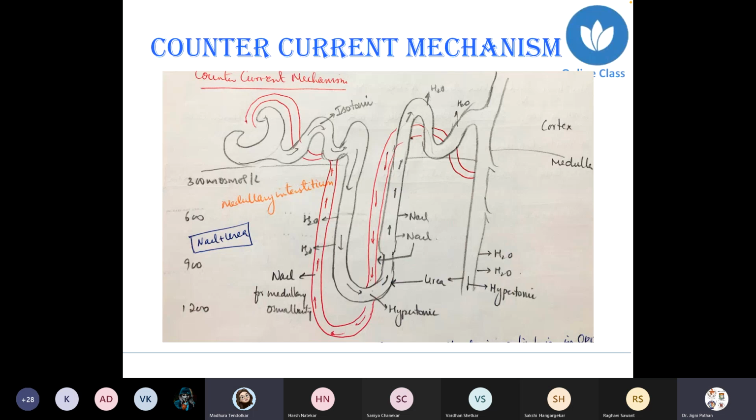Ma'am, we should label all these parts again. Yes, please label everything the way it is. When I explain it to you, it will be easier for you.